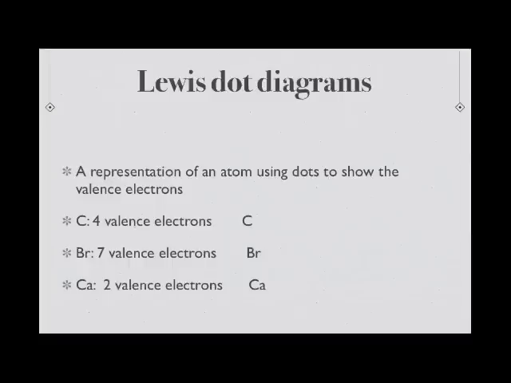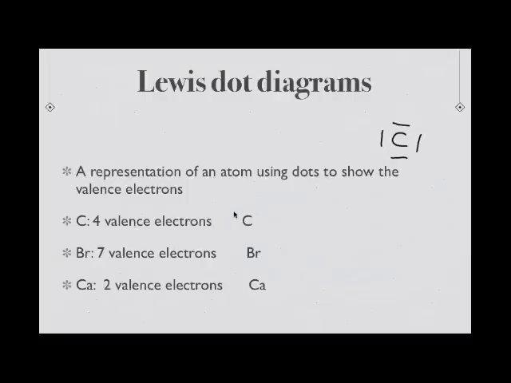2 valence electrons. And now we're going to get to the dot diagrams, where we're going to actually use the valence electrons to show them around the symbol. So really all a dot diagram is a representation of an atom, and you use dots to show the valence electrons. Carbon has 4. You might notice with that carbon that there are 4 different sides: a top, bottom, a left, and a right. We're going to use those 4 different sides to put valence electrons in.